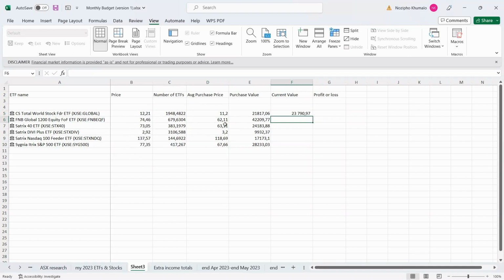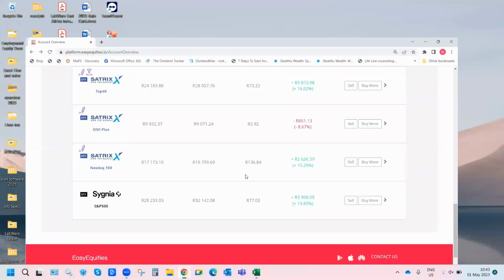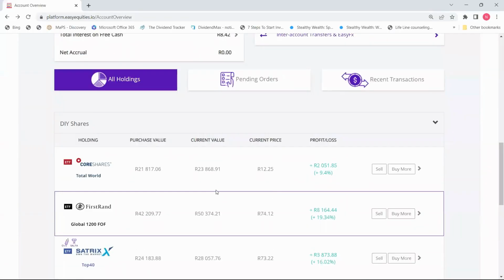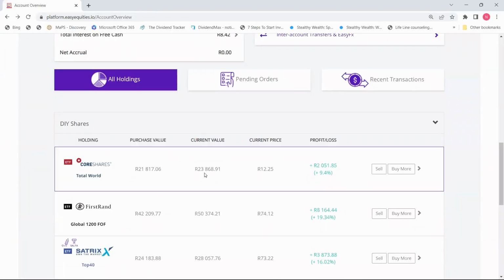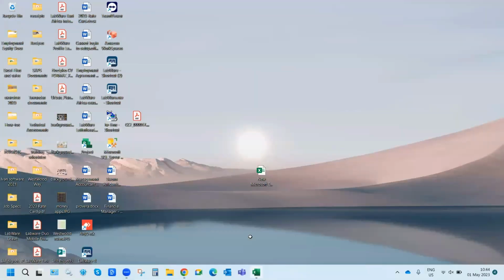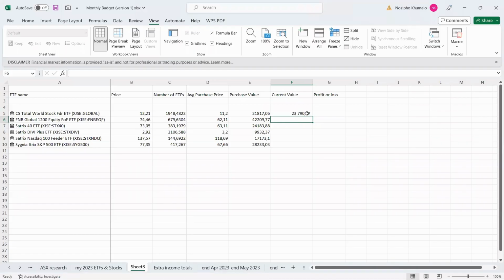Okay, so you see that it says current value is 23,790. Let's see what the actual current value is. The actual current value, look at that. It's slightly off, you see. So the current value is 23,868 Rand and 91 cents. So if you like, you can leave it as is. And when the market opens, perhaps it's going to update properly.